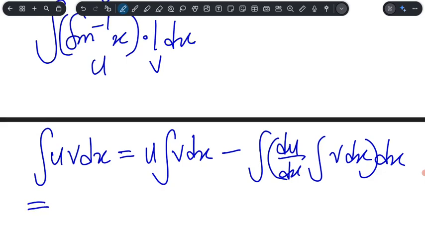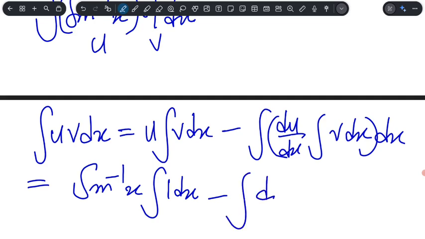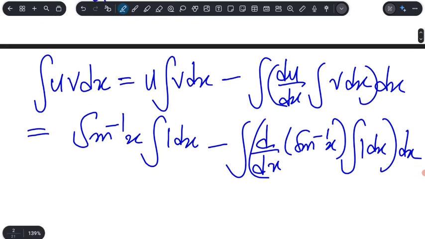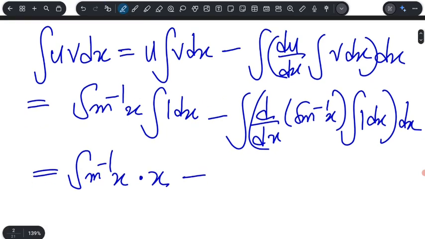So we have our u as arc sine x, to integrate 1 dx, minus integral of the derivative of u. Our u is arc sine x, and the integral of 1 dx is x. So therefore, we have arc sine x times x minus integral.